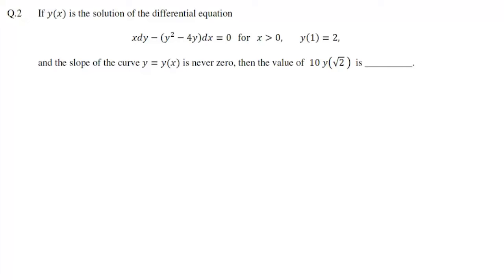Now in this question, we are given a differential equation and it is given that y(1) equals 2 and the slope of the curve y equals y(x) is never 0. Then find the value of 10y(√2). Now this is simple variable separation.